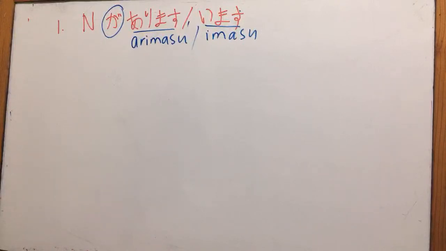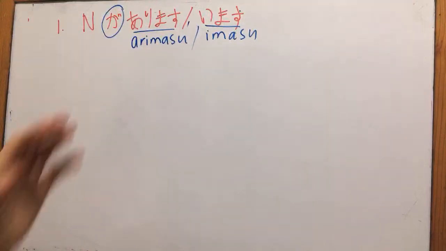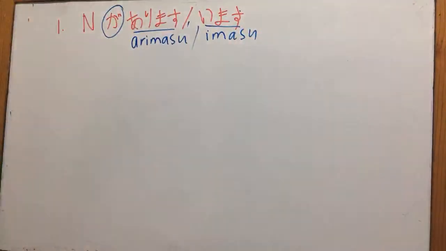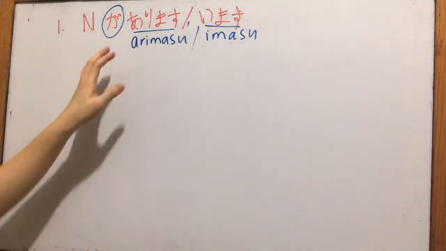And animate means it moves by itself. So, for example, we, a person, a dog, your pets. It belongs to imasu. Okay, please remember imasu. So, let's give examples. First is arimasu. Our first example is arimasu.